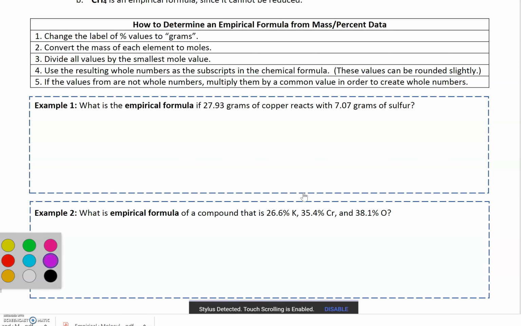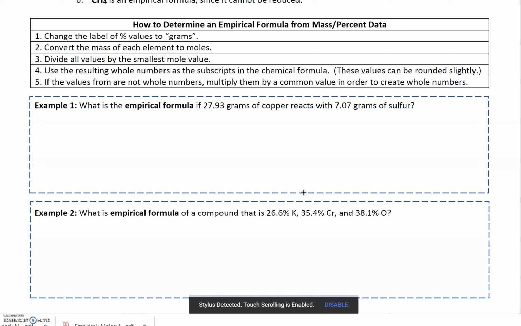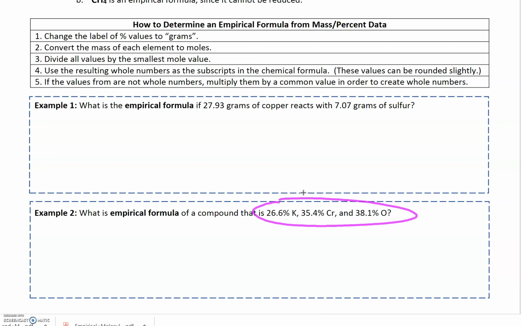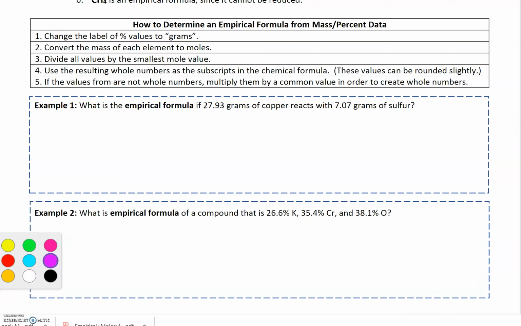And so when we're solving a problem here, we've got these percentages or these grams, and we'll notice that there are two chemicals. So like in this first one here, we have a copper piece and we have a sulfur piece. And the second one, we have a potassium, a chromium, and an oxygen. So what we need is a formula. And so the way you do this is, the first thing you do is you convert everything into moles.